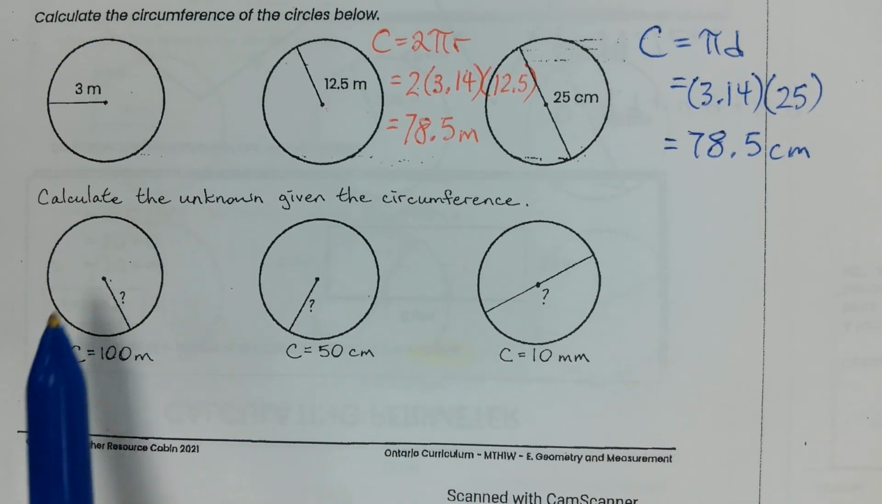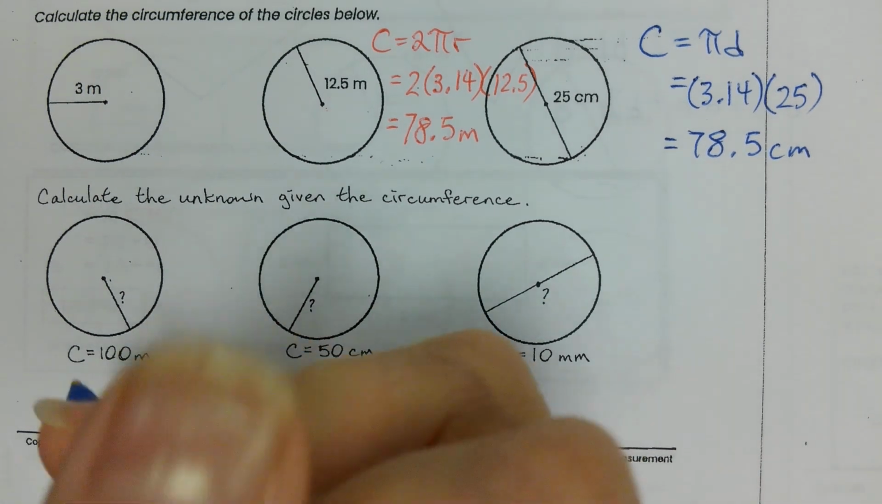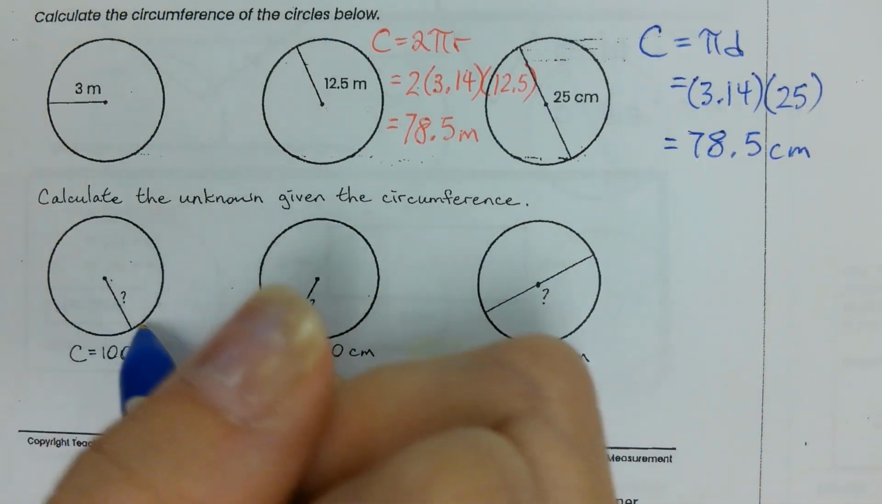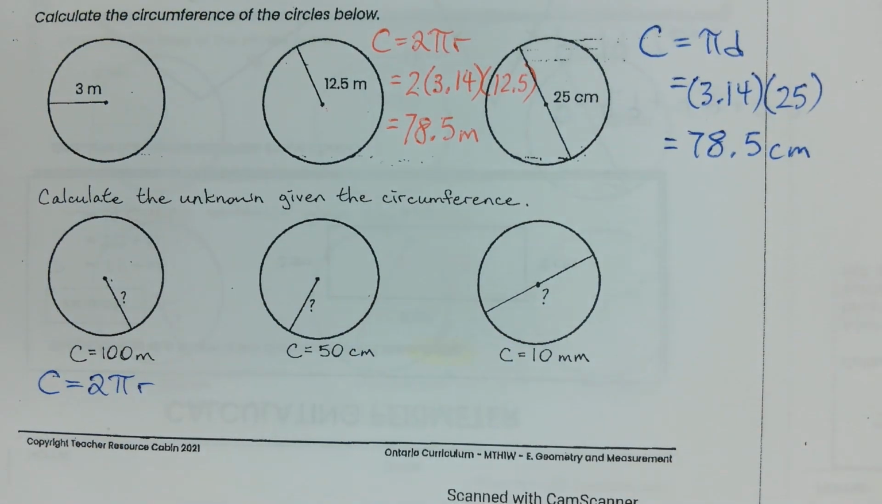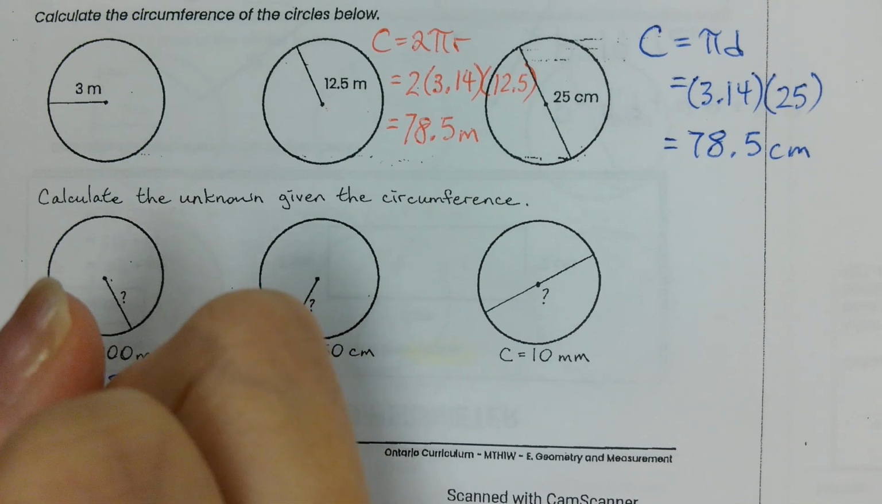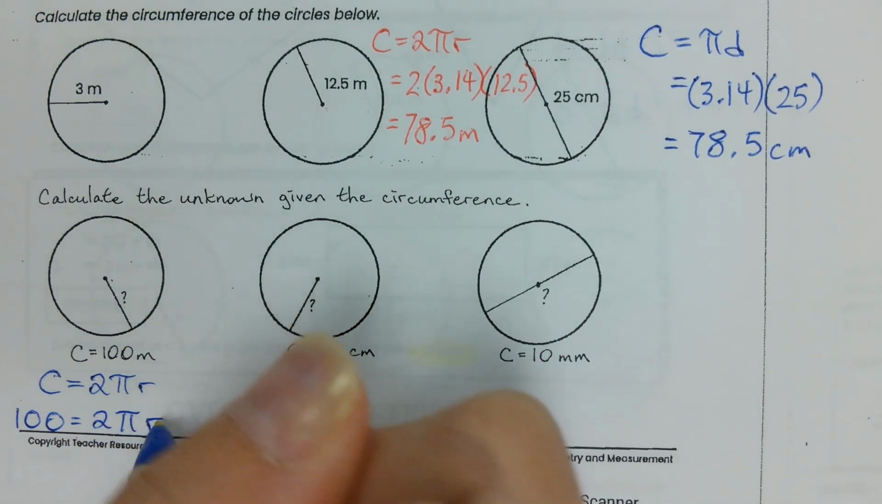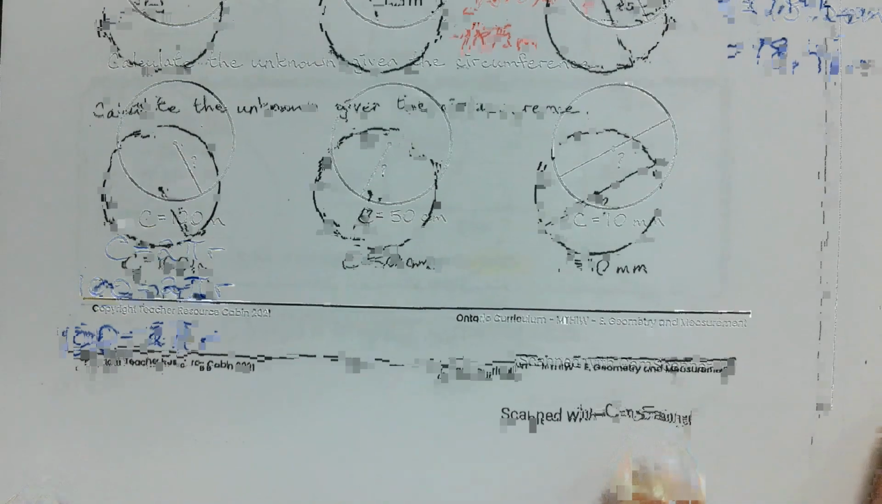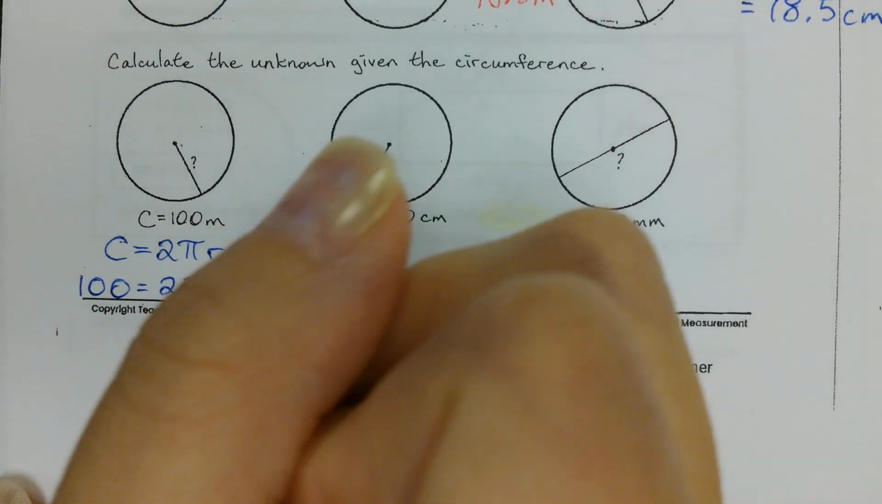Okay, let's see if we can work backwards then. What about this one? I give you the circumference is 100. I want to find the radius. So C equals 2 pi r. I know my circumference is 100 equals 2 times pi times r. So what do I do to solve for r? Yeah, divide by 2 pi.